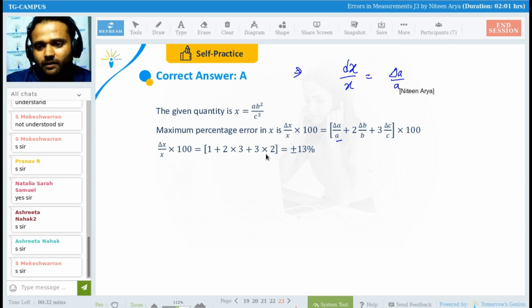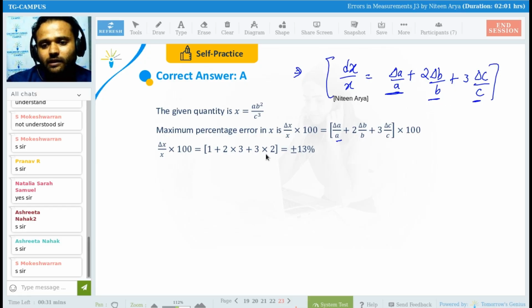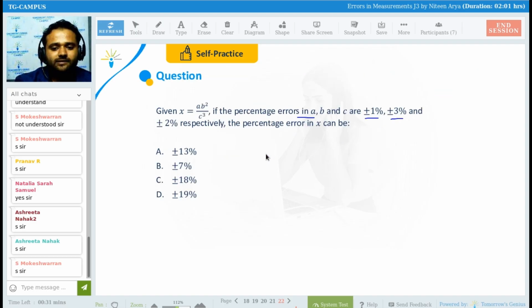So change in a, error in a, plus 2, this power comes down, plus, because it is going to give you minus 3, but in errors we add everything down, and that we are going to find in a minute in the next slide. So now error in a plus 2 times error of b plus 3 times error of c, and that gives you error in x. And now multiply, so that is simply percentage. So 1 plus 2 into 3, that is 6, plus 3 into 2, that is 6. 6, 6, 12 plus 1, 13. So that is 13% error you get in x. That is option A. Okay. Is this clear? We just need to differentiate it.